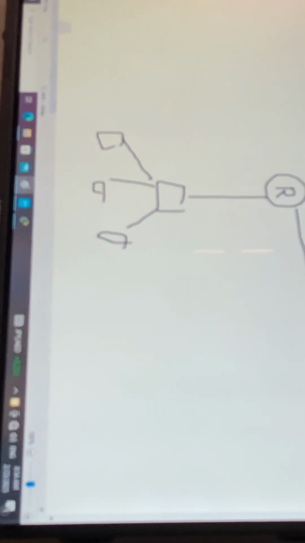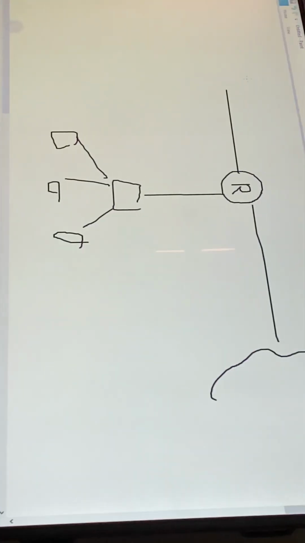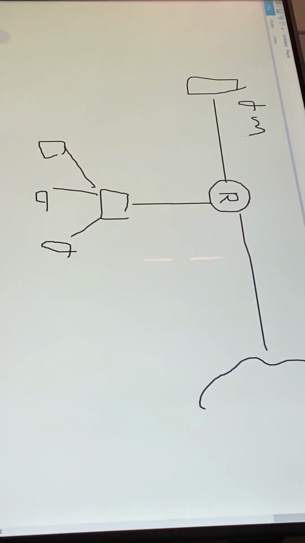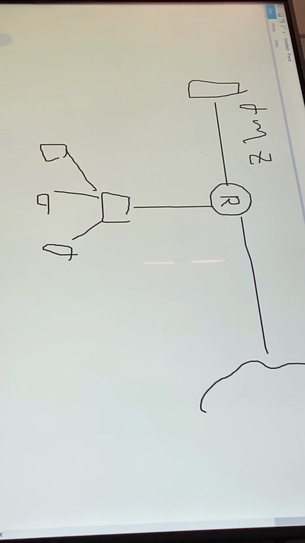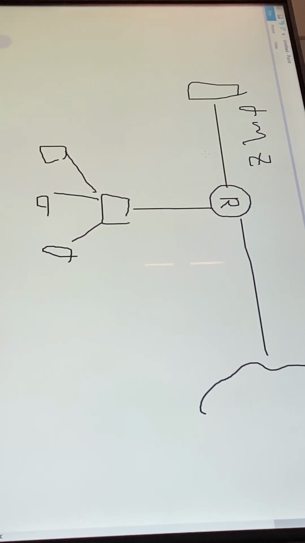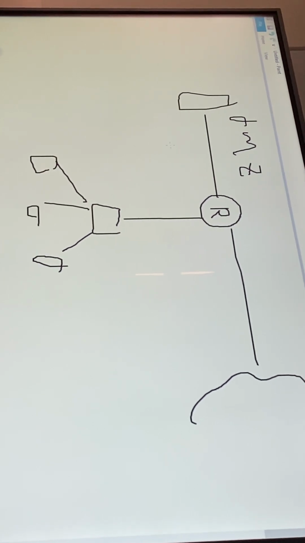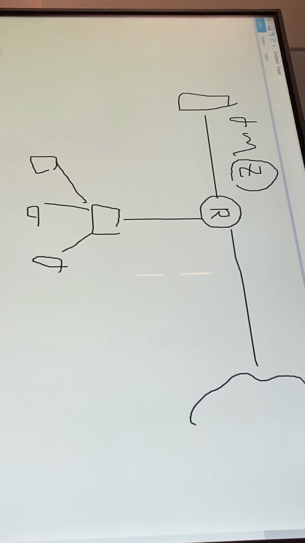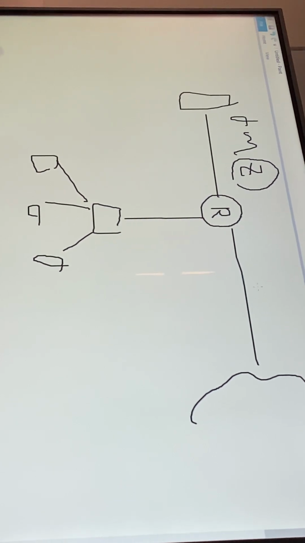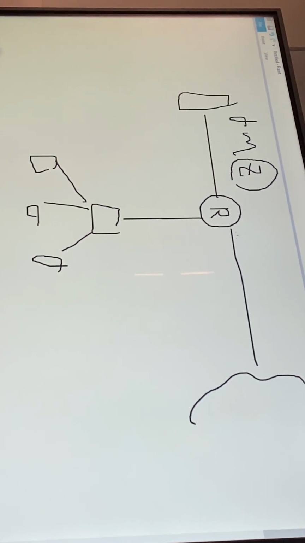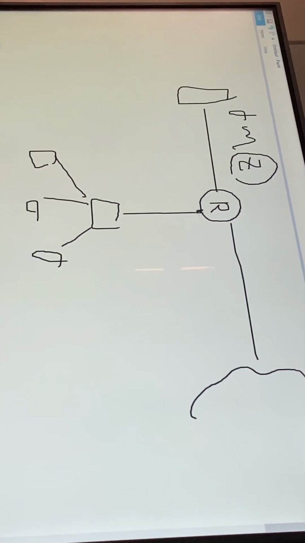This is my connection to the internet. And here we have the DMZ. Remember the DMZ? What is a DMZ? It's an area, not a server. It's called a demilitarized zone. So it's an area not connected to the internet, but it's connected to my network. So this one is called my network.